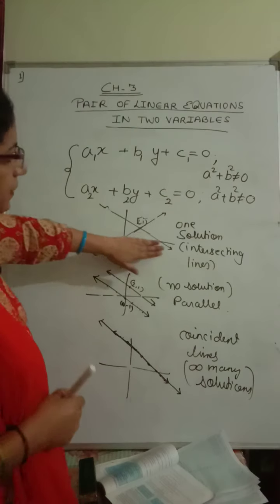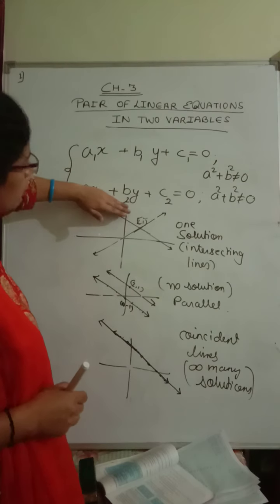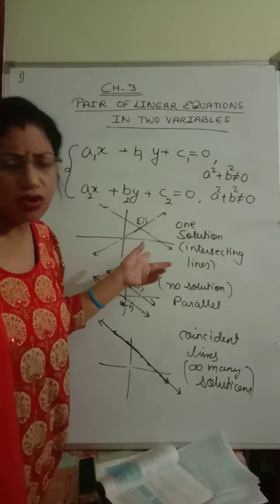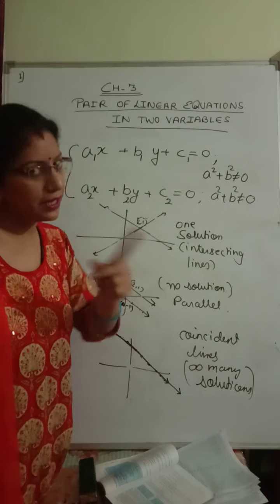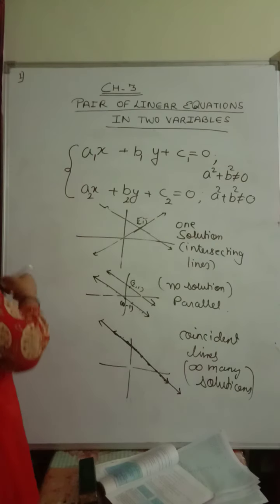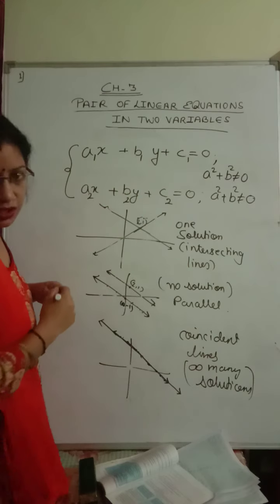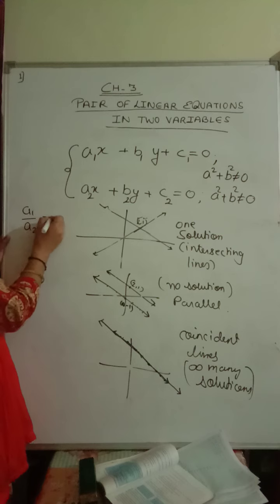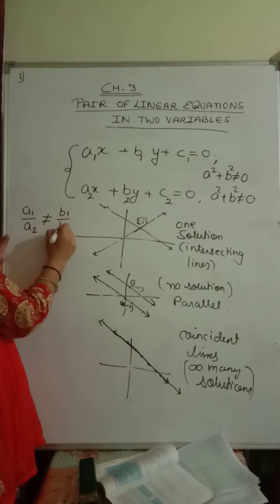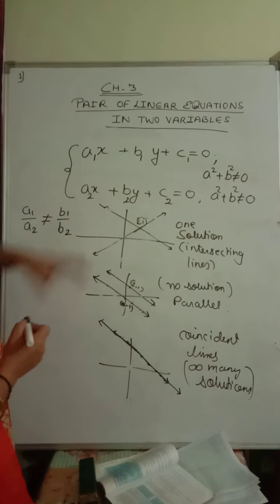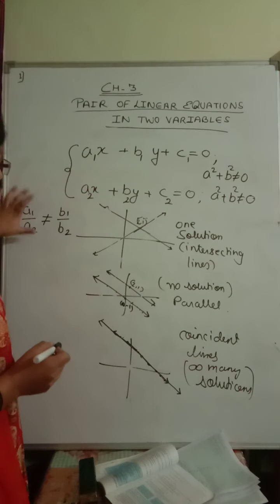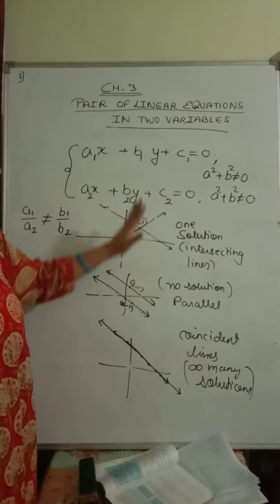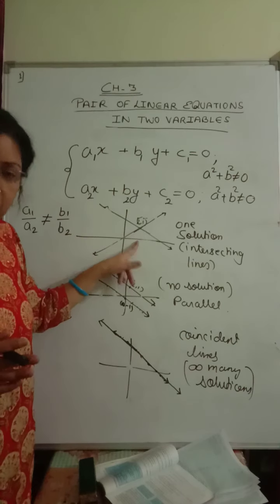Second thing, if we want to know directly, without drawing the graph, whether the lines will be intersecting, parallel or coincident, we can know directly. How? We have to compare these constants. If I am comparing a1 upon a2, if it is not equal to b1 upon b2, that is, if a1 upon a2 divided by b1 upon b2 are not equal to each other, then always the lines will be intersecting lines.